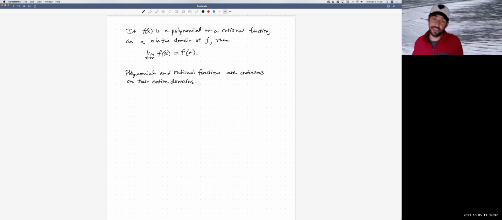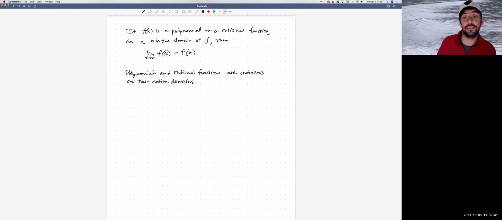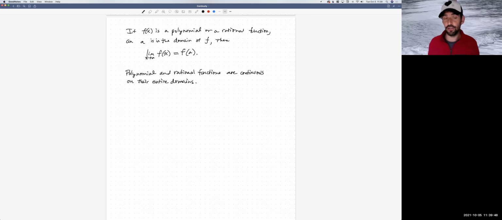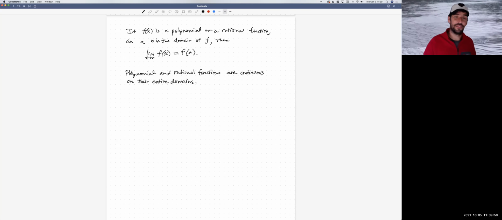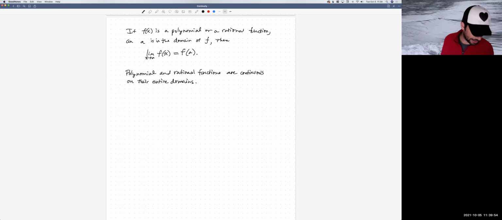But in either of those cases, they're not continuous at those points, but they're still continuous at every point in their domain because those points are not in their domain. So wherever they explode into positive or negative infinity or have a hole, they're not continuous because they're not even defined there, but they're continuous everywhere else.